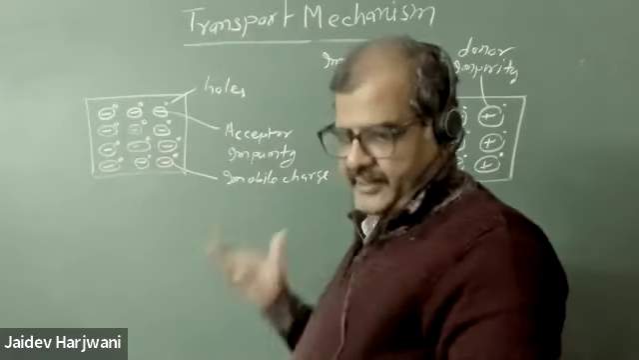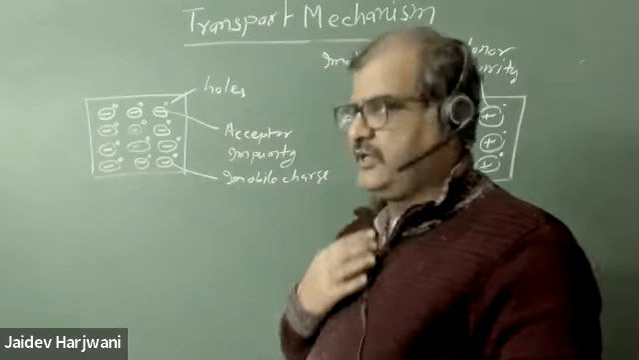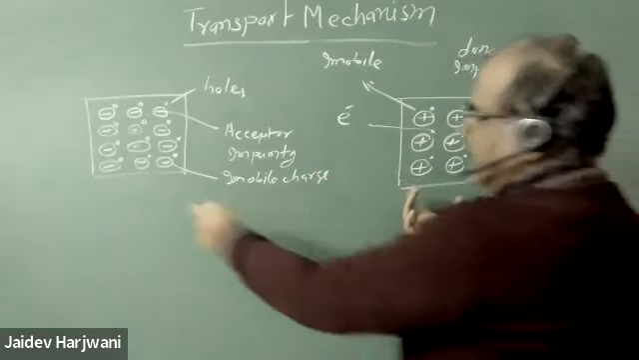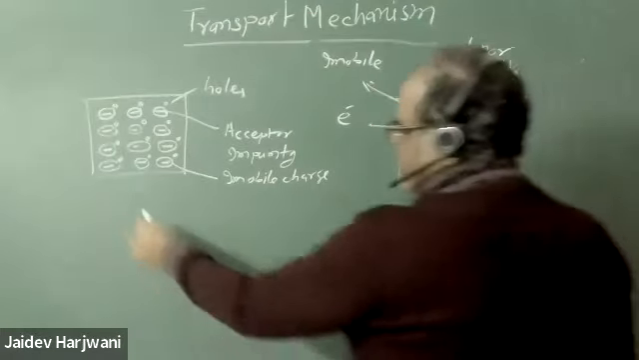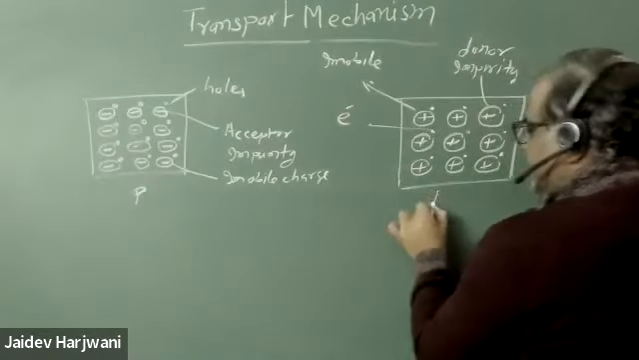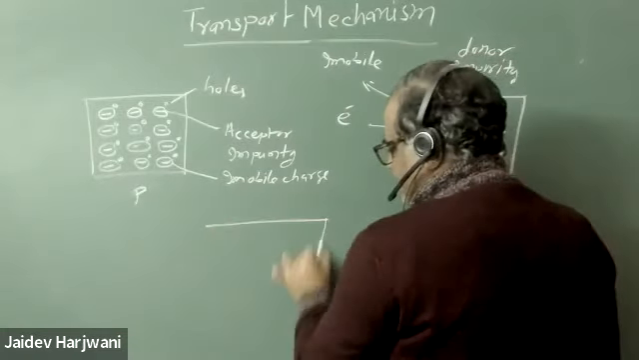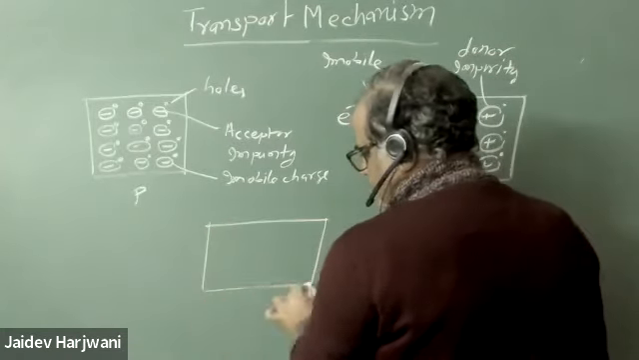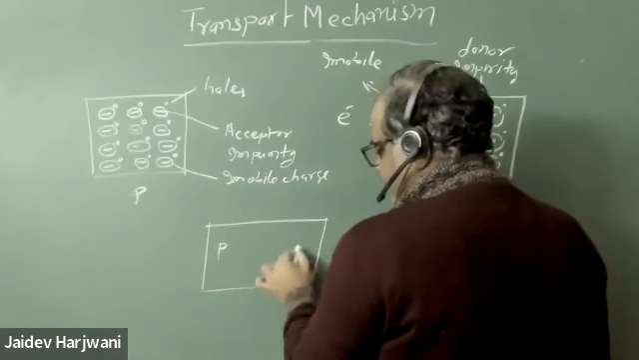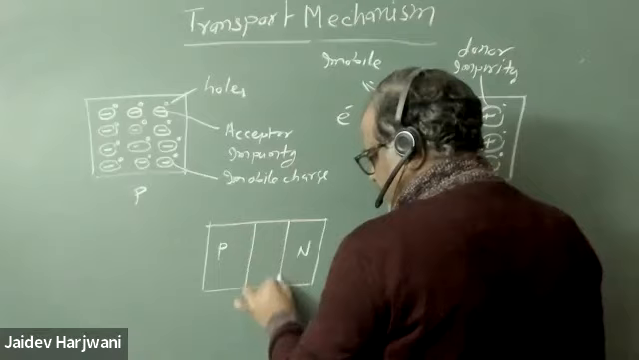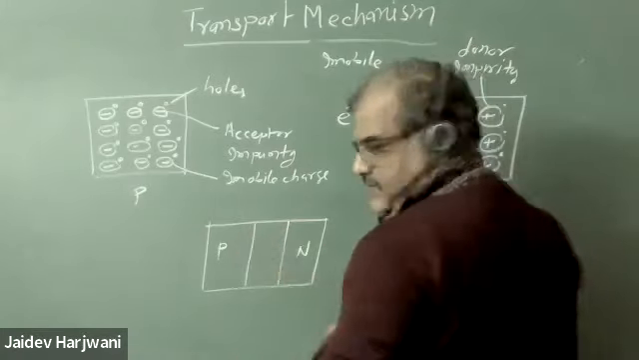But just to understand how a p-n junction is formed, what happens when you bring a p-type material and an n-type material into contact? This is p-type and n-type. So when you bring these materials in contact, this is my p-type material and this is my n-type material. Now at the contact, what happens?